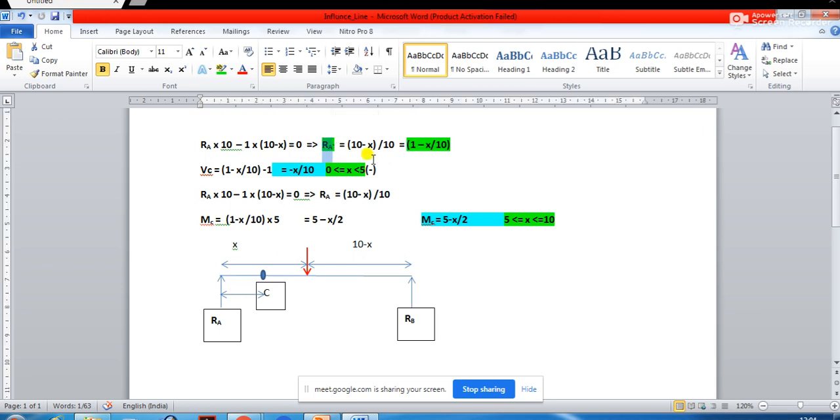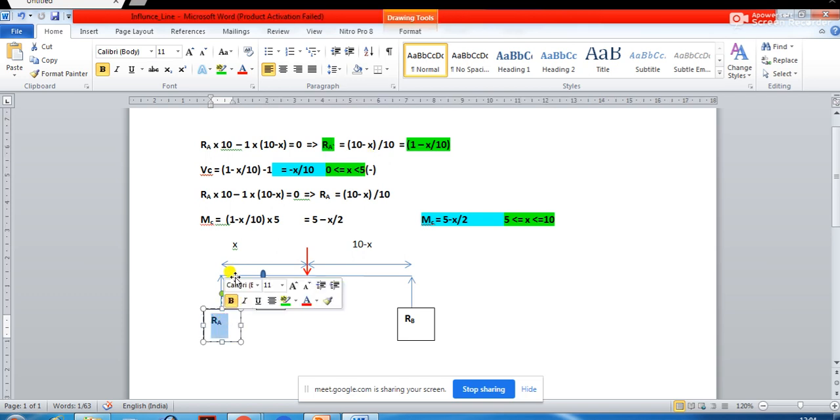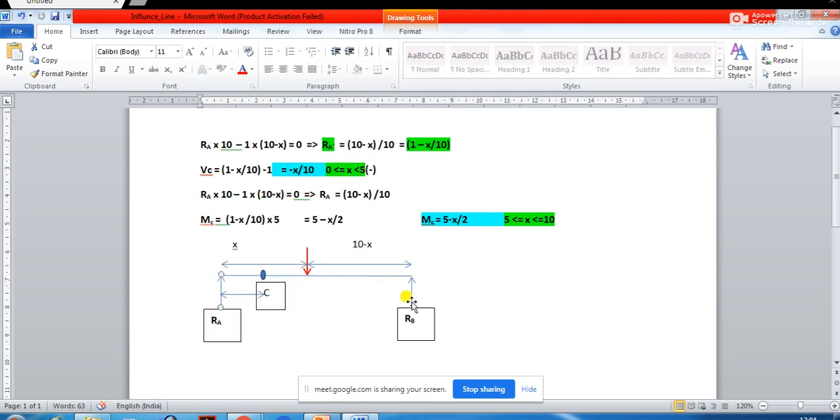See, exactly the same thing we are doing, whatever we have done for bending moment. What will be the reaction Ra? Ra multiplied by 10, we are taking moment about B. So Ra multiplied by 10 minus 1 into 10 minus x equal to 0. So this Ra is going to be 10 minus x by 10. So there is no change in reaction. You should be very clear about this, okay? So Ra is going to remain 1 minus x by 10.